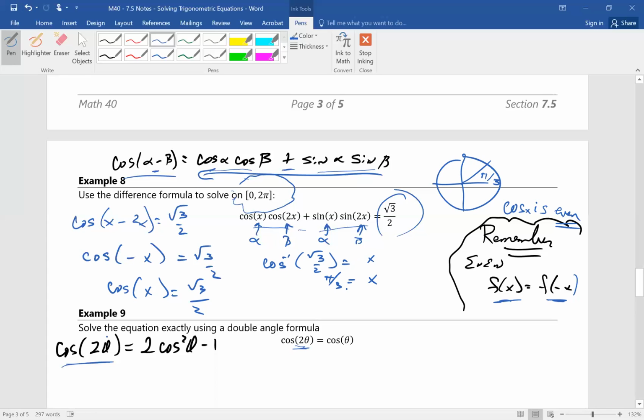However, if you wanted to do all of them, remember you have to go all the way around. Pi over 3 reference angle. All Students Take Calculus. Cosine's the only thing that's positive in those two quadrants, which means my other x, or my x2, will be 5 pi over 3.